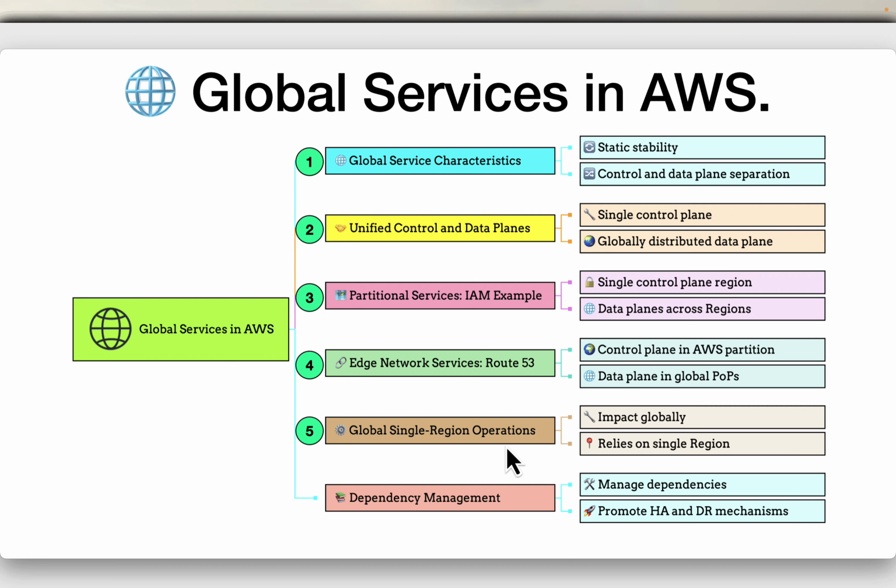Global single region operations. Certain operations impact globally, relying on a single region different from the resource location. Sixth, dependency management. Strategies to manage dependencies on global services control planes, promoting reliable, high availability and disaster recovery mechanisms without single points of failure.